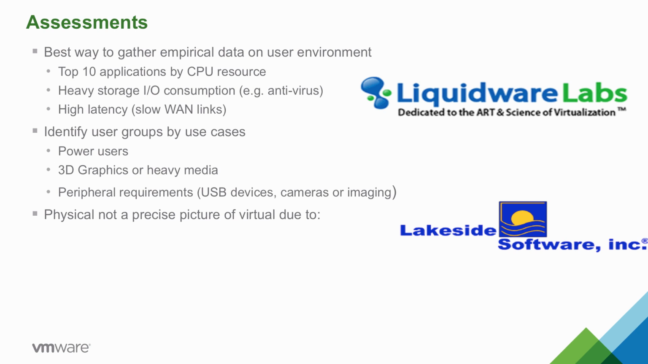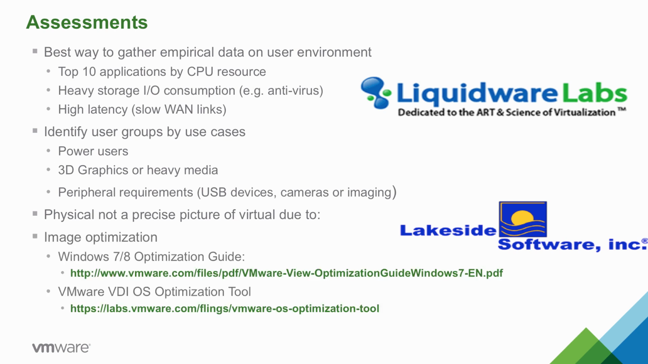This physical empirical assessment is not a precise picture of what virtual will look like, because we do a lot of optimization within the Windows desktops. There are two tools that we offer to help with optimization. First of all, we've published a Windows 7/8 optimization guide that gets updated fairly frequently. There's the link to it. We also have on our Flings site on labs.vmware.com a VMware OS Optimization Tool that will automatically go through and optimize a desktop, either based on a template that we specify or on a template that you can customize.